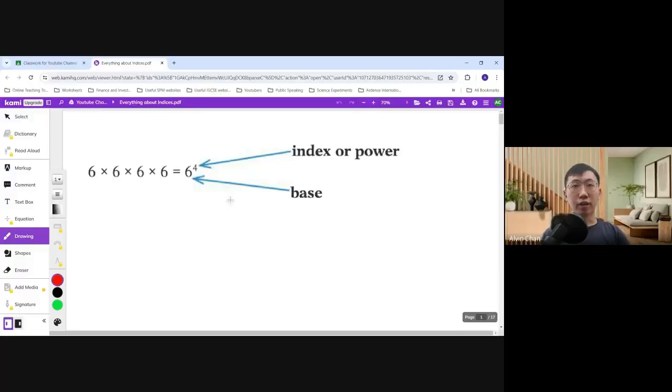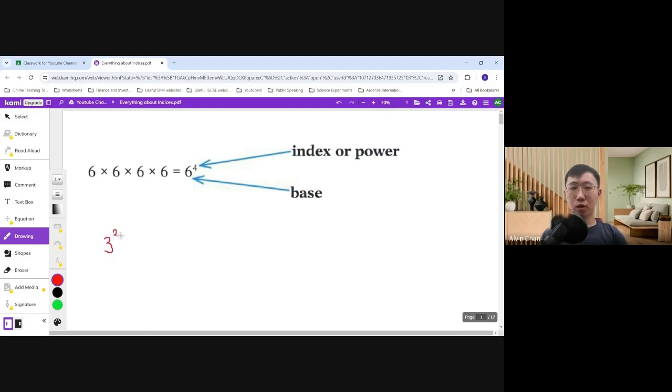Right, I'm going to showcase the basics of indices. You will have an example like this, 6 times 6 times 6 times 6, appearing 4 times. So this is what you call the base. The power of 4 is what you know as the index or power. So I'm going to give you one example.